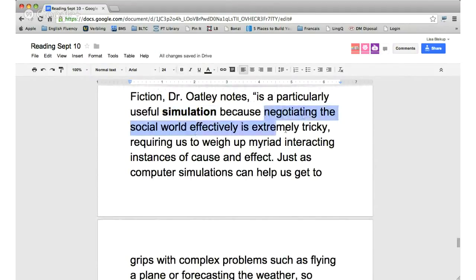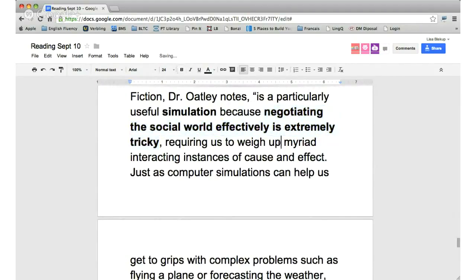Negotiating the social world effectively is extremely tricky. That just means that getting along with people, understanding people, going out and dealing with people can be difficult. The word tricky can also mean you might think, oh, this is going to be easy, and then somebody says something and you're like, I don't know what they're talking about. So it's not so easy.